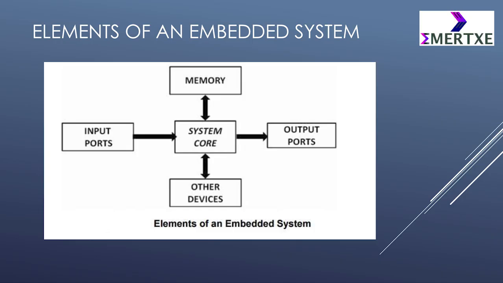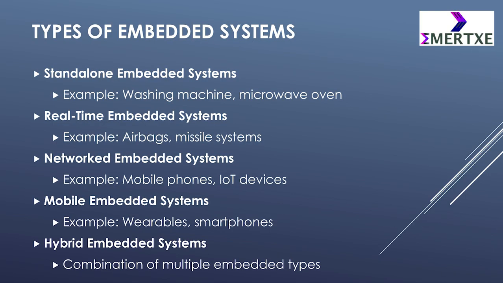Finally, other devices include timer, ADC, communication modules, etc. All these blocks together form an embedded system. Embedded systems can be classified into different types based on how they operate and where they are used.